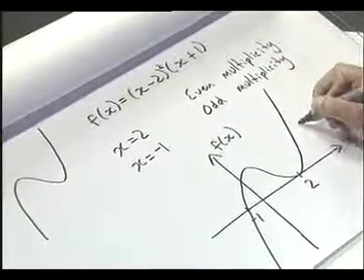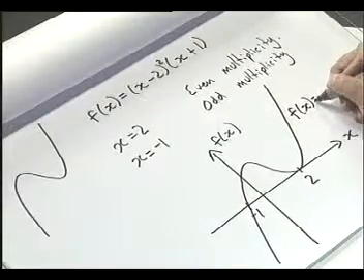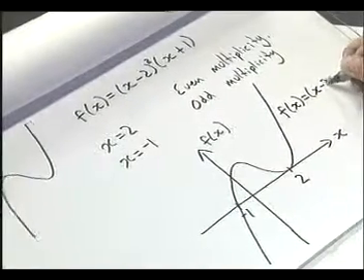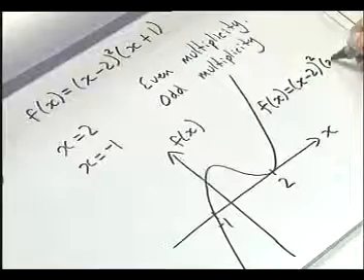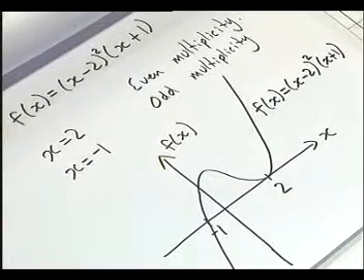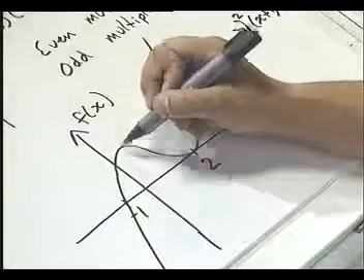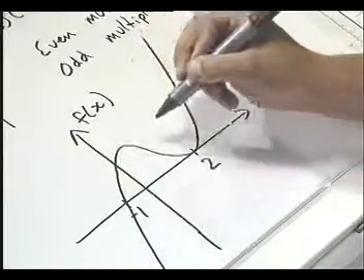So this is a sketch of the curve f of x equals x minus 2 all squared multiplied by x plus 1. We do not know precisely where this point is, but we do know that it lies somewhere in this region.